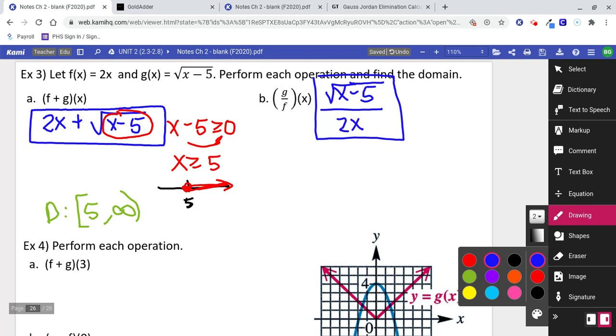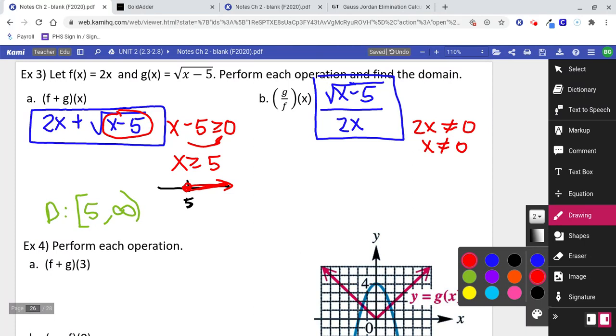Could I get a 0 on the bottom, possibly? Yeah, okay, so we have to look at that. So 2x cannot equal 0, or in other words, divide by 2, x cannot equal 0. If x was 0, we'd have 0 on the bottom of a fraction. That's going to be no good, okay?